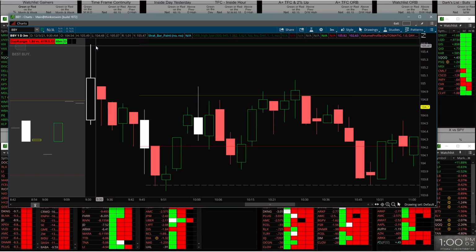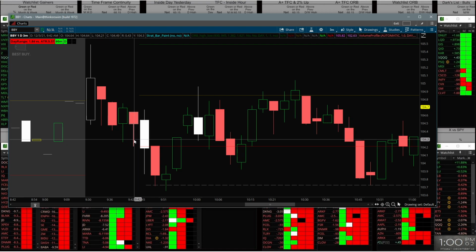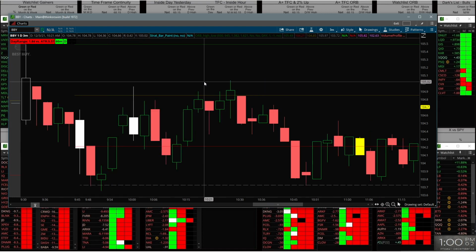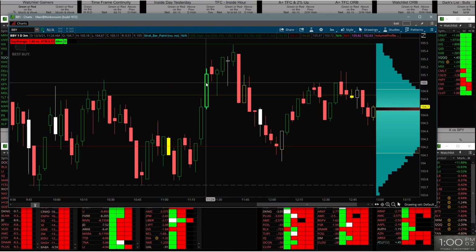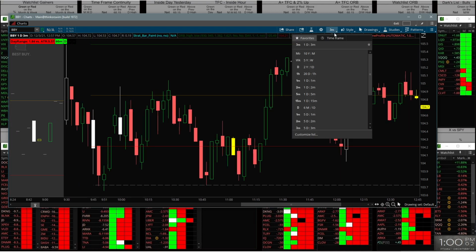Okay, same thing. 1, 2, 3, 4, 5, marks off the low, marks off the high. And then what we look for is, is it breaking above the opening range or below the opening range? Go back to the 5-minute.